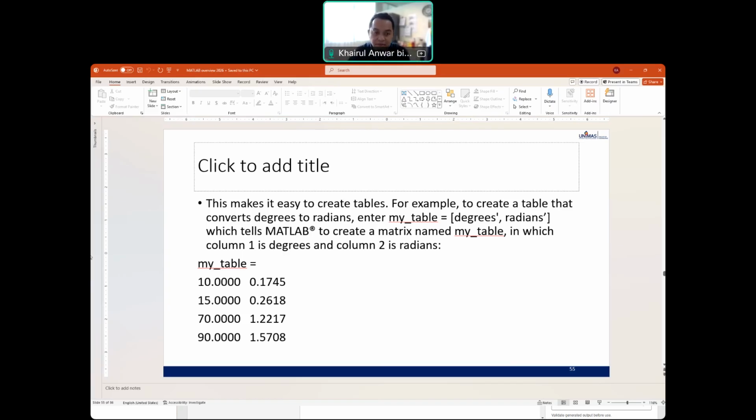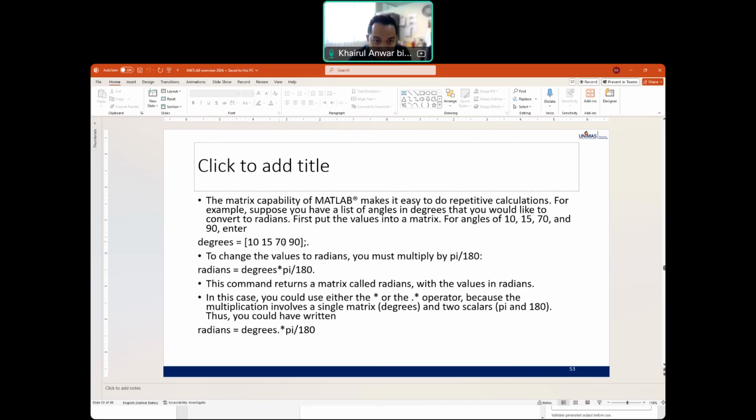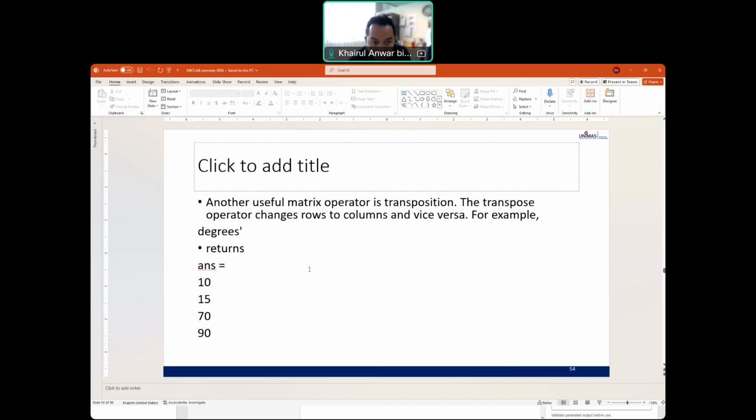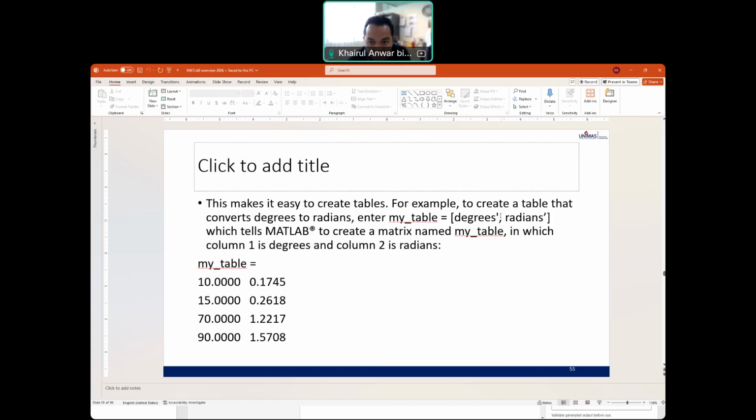So you see here, it is actually from the row, this one. So once you key in this code, it will calculate the radian. So by using this apostrophe symbol, you turn the row into two columns, looking like a table, but without a caption for each of the columns.